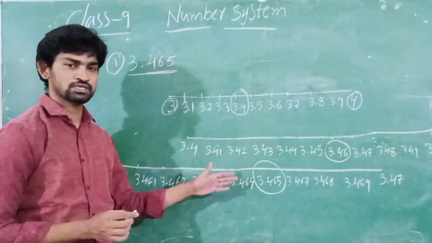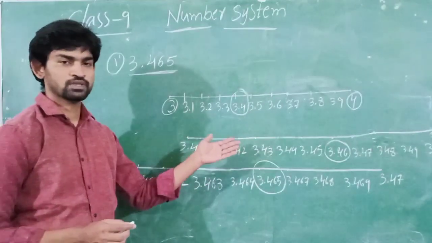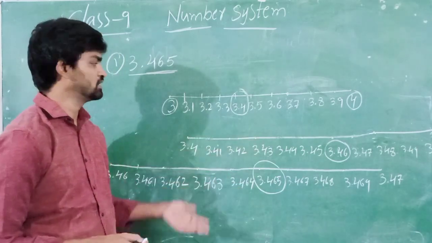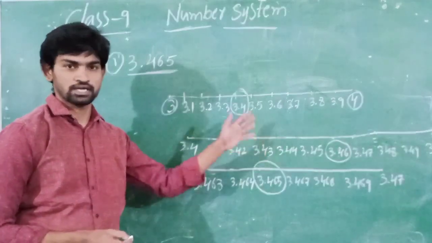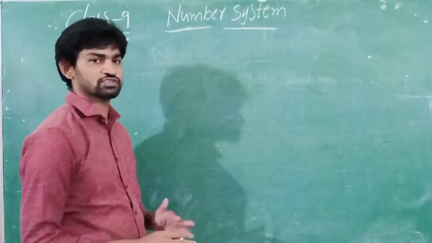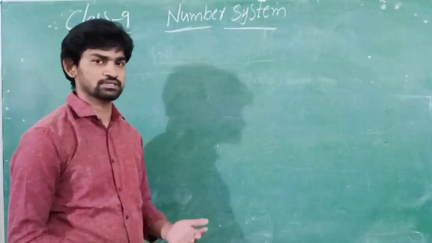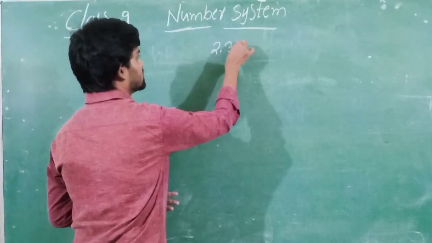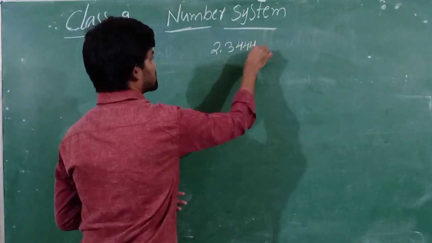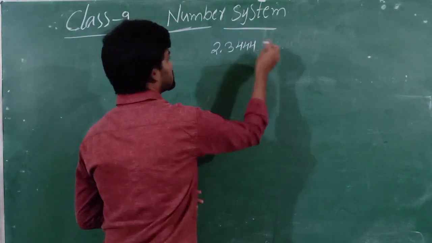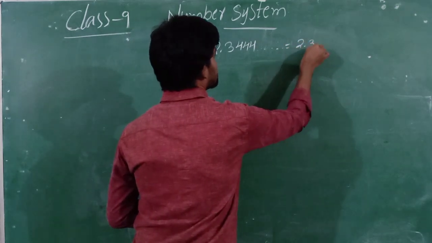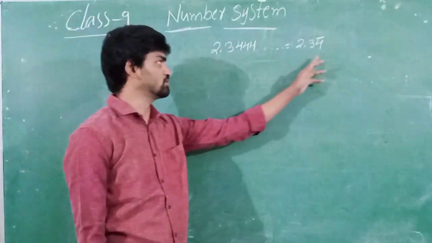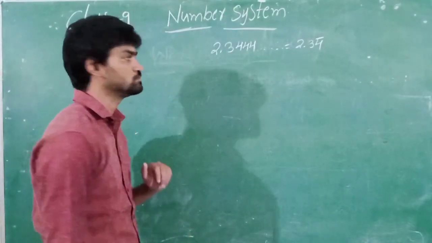Hope you have understood this. Next I will move on to non-terminating, that is recurring. So we'll see how recurring can be visualized on number line. Children, now we'll see visualization of any repeating decimal. You can take any number. I will take 2.3444 something. So this can be written as 2.34 bar, right? So 4 is repeating, 3 is not repeating here, only 4 is repeating. Now we will visualize it.